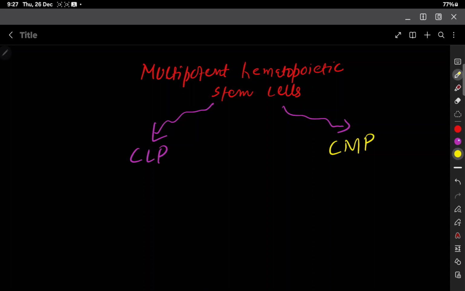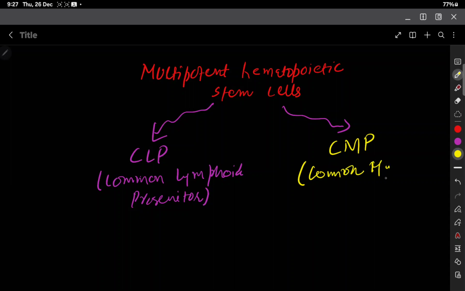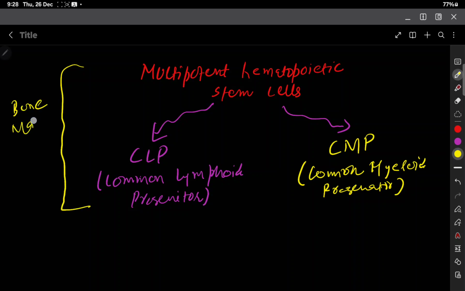CLP means common lymphoid progenitor, while CMP is common myeloid progenitor. These two, along with the multipotent hematopoietic stem cells, are all produced in the bone marrow, so this process occurs in the bone marrow. On one side there is CLP, on the other side there is CMP.